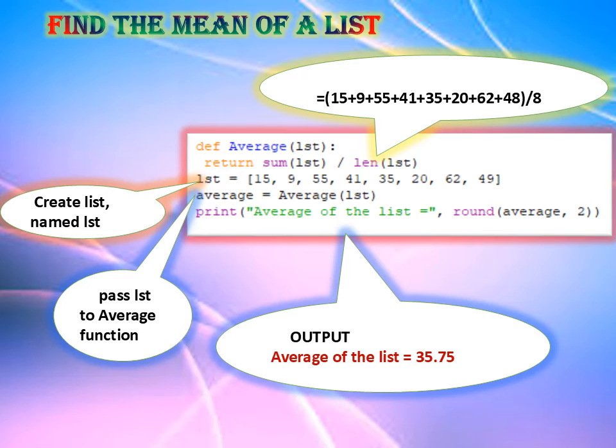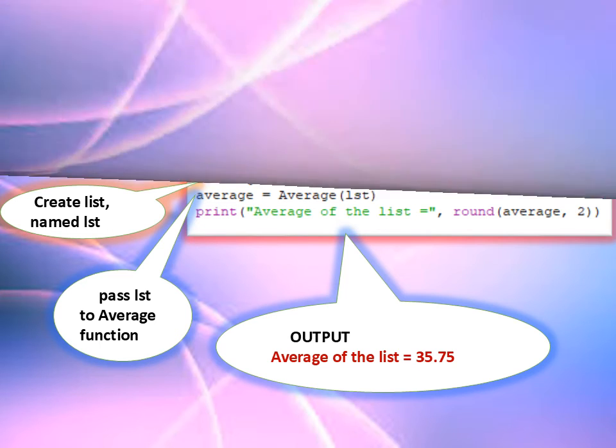There may be a lot of decimal values, but using the round function we limit the digits. That's why we are giving the average comma 2. That means after the decimal point, only 2-digit values will come.